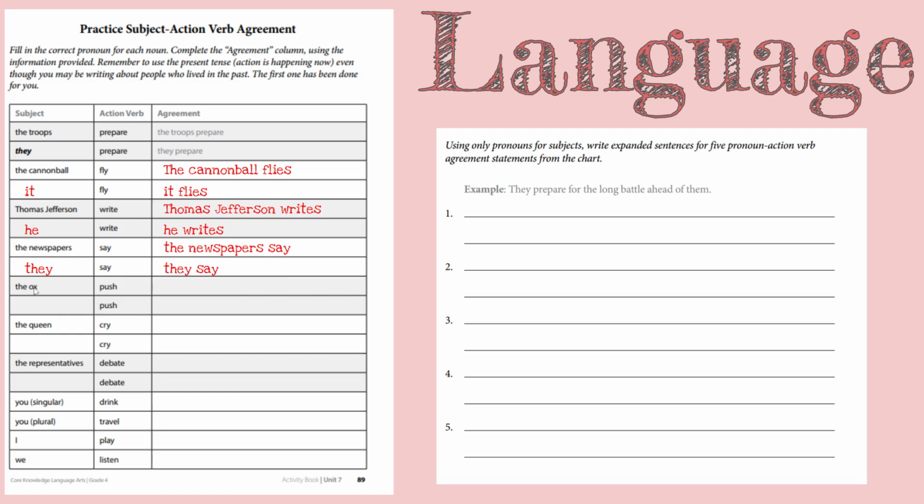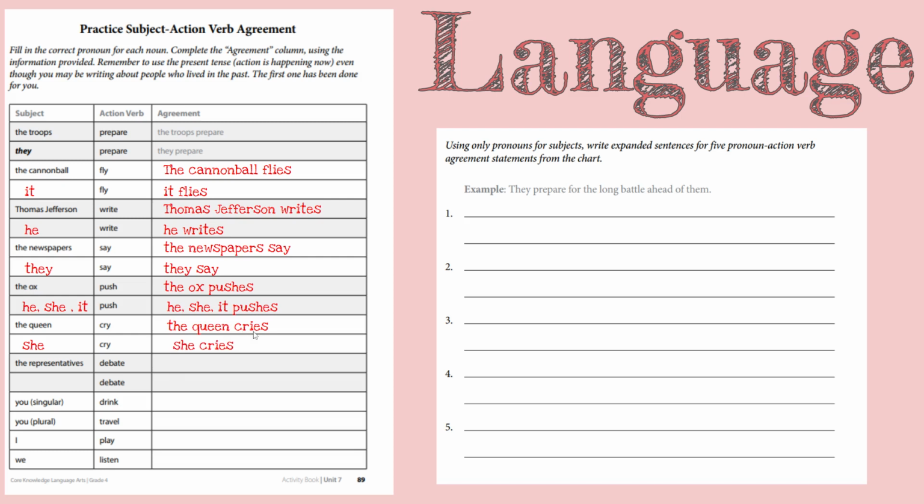Okay. The ox, push. The ox is singular, so I need to make push singular. The ox pushes. We don't know if the ox is male or female, so we could use a couple pronouns. We could say he, she, or it, and therefore you can choose any one of those, and it would be he pushes, she pushes, or it pushes. The queen cry. The queen is singular. We need to drop the Y and add IES. The queen cries. The queen is a female, so her pronoun would be she.